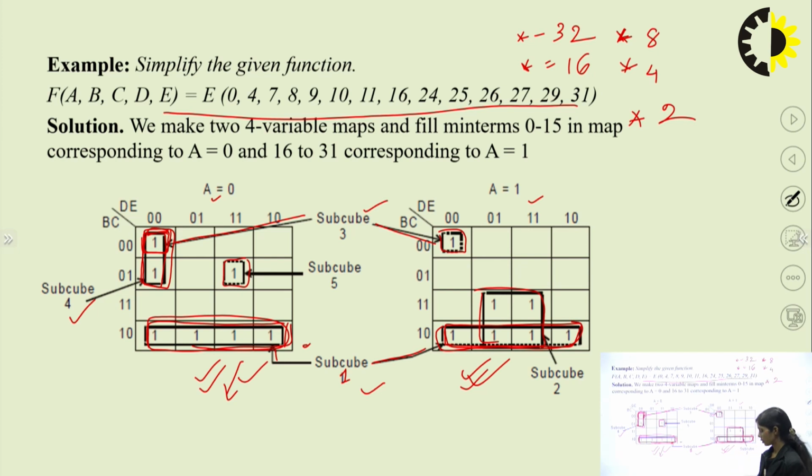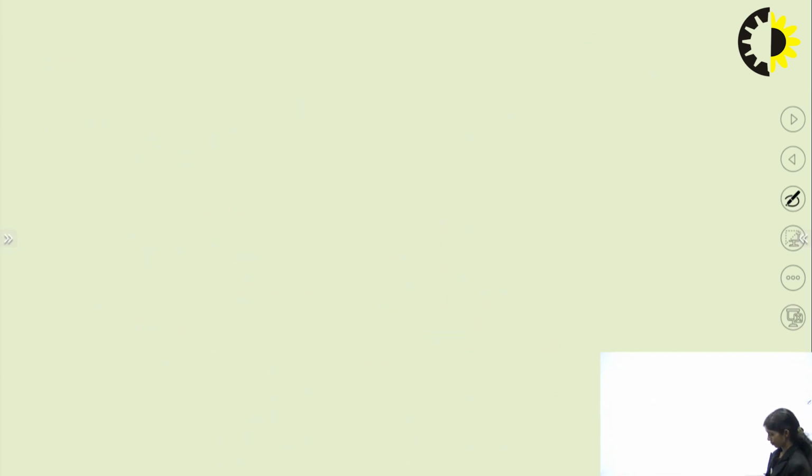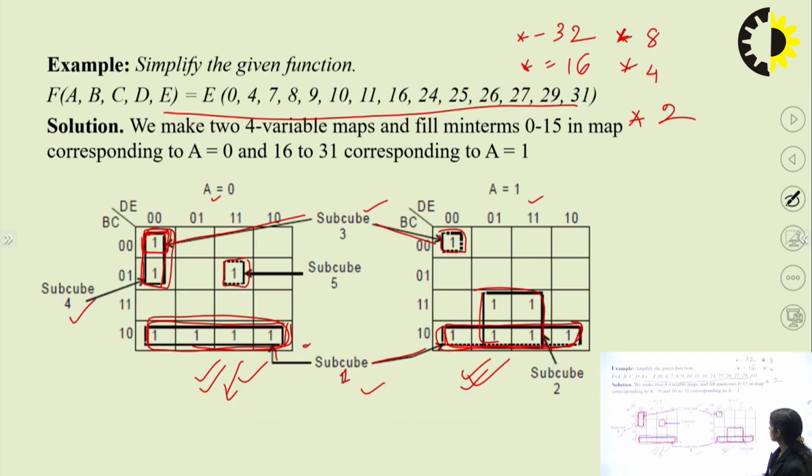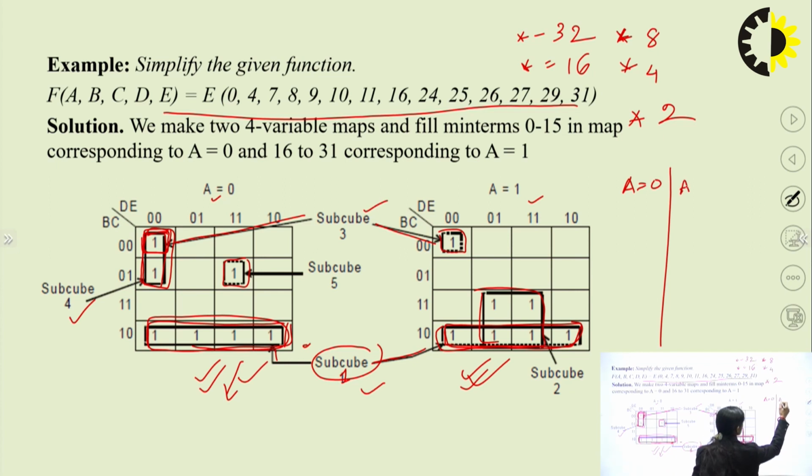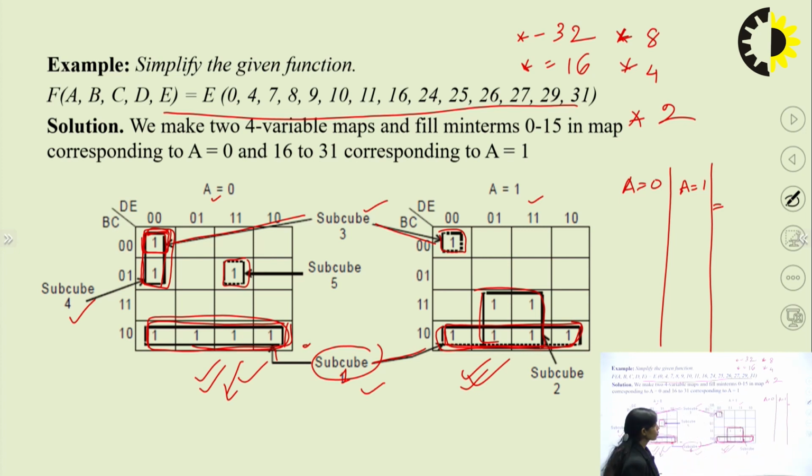Now how to solve this? First, we identify subgroup 1. For subgroup 1, we form two columns. One corresponds to A equals 0 and one corresponds to A equals 1. So we have two columns and the total value we will write here. Corresponding to A equals 0, we will treat this as A bar, and this is treated as A.